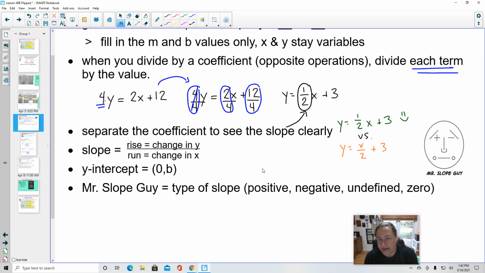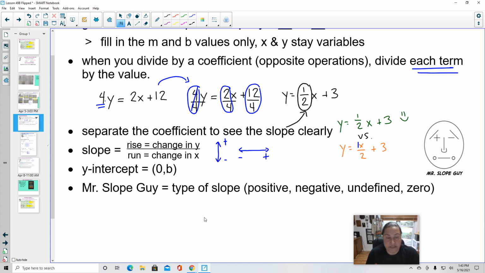So I'd rather you write it as 1/2 x plus 3 instead of x over 2 plus 3, or even a 1x over 2 plus 3. Separate out that coefficient so that you can see the slope really clearly. Remember that slope is rise over run, or the change in y over the change in x. So it's up and down first, positive if it's up, negative if it's down, and then left and right second. Again, positive if it's right, negative if it's left.